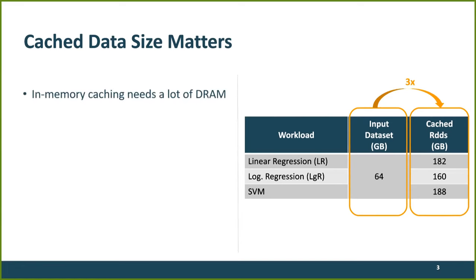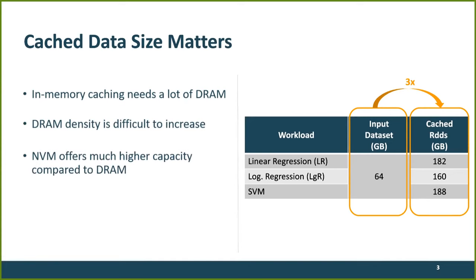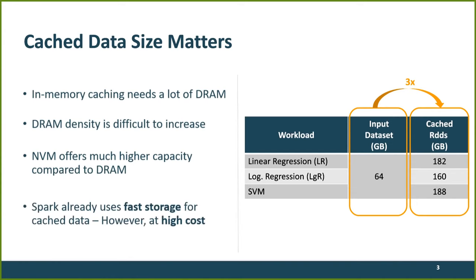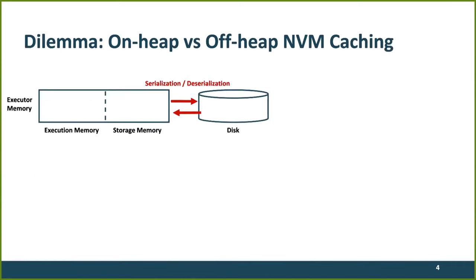So in-memory caching needs a lot of DRAM, but today DRAM density is difficult to increase. On the other hand, we have NVM that offers much higher capacity compared to DRAM. Today's Spark already uses fast storage devices such as PCI and NVMe storage for cache data, however, at a high cost. Here we show the Spark executor memory that is divided into two logical spaces, execution memory and storage memory. In storage memory, Spark caches the intermediate results that are located in resilient distributed datasets, structures named with the acronym RDDs. So we have a small on-heap cache, and the rest of the RDDs are serialized and located off-heap over a fast storage device. With this approach, we pay a very large serialization-deserialization cost.